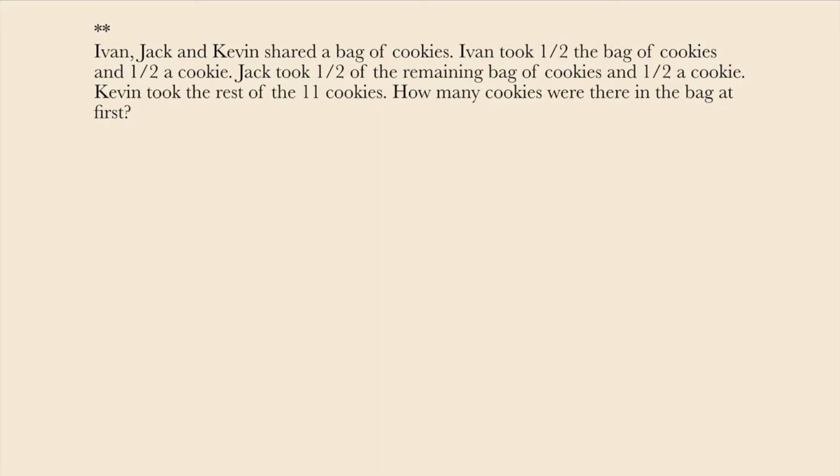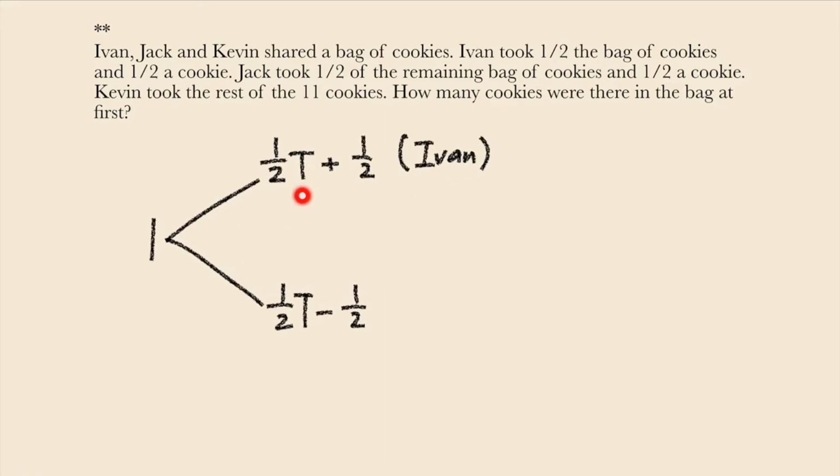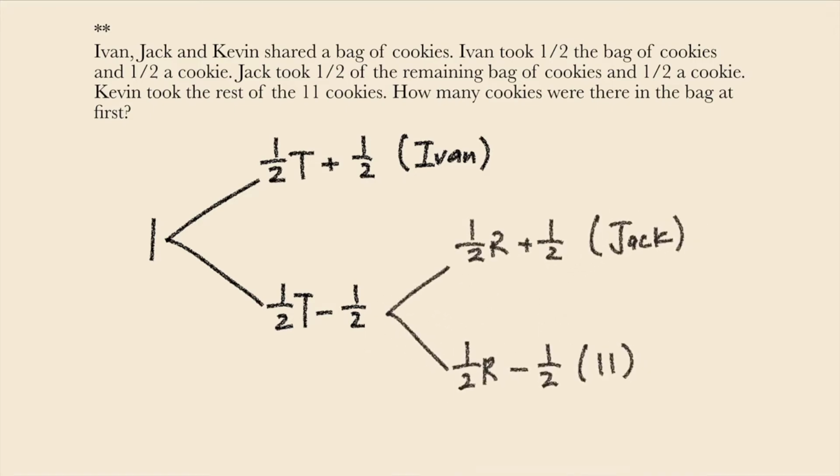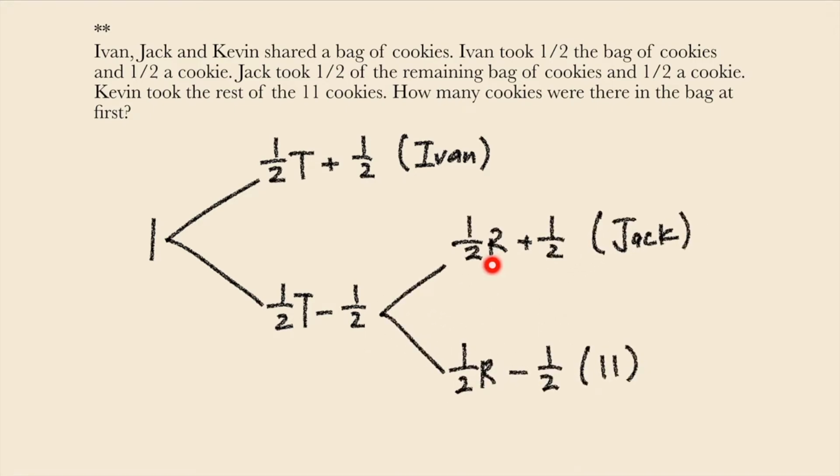Okay, so we can show it with a diagram looking like this. T here represents the total in the bag, which we don't know. That's an unknown. But this is half an actual cookie taken by Ivan. So what's the other branch going to be? Half T minus half. Jack took half of the remainder, so I'll denote that by writing R. Now, the reason why I'm writing T and R is so that I don't have a situation where I'm writing half plus half. That is not a nice thing to do. So half R plus half. So Jack. Next, the other branch must be half R minus half. And we are told at this point that Kevin took the rest, the 11 actual cookies. So this here represents 11 actual cookies.